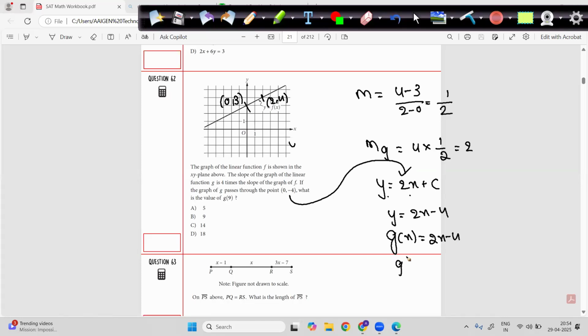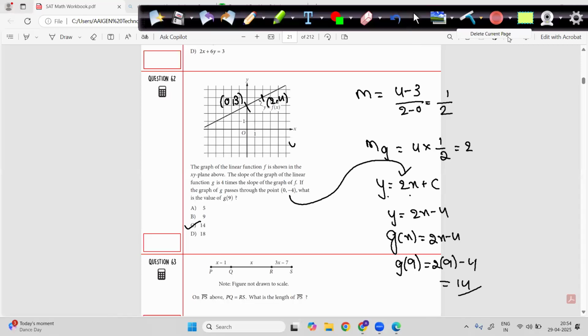They're asking what is the value of g of 9. g of 9 is 2 into 9 minus 4. 18 minus 4 is 14. So the answer is 14. Perfect answer. So 14 should be your perfect answer.